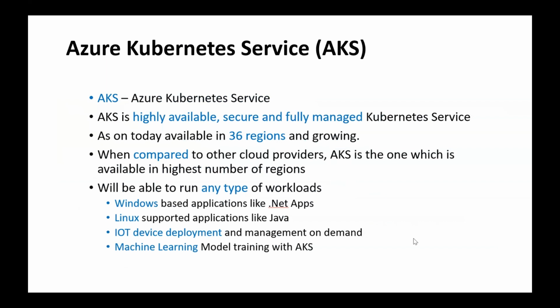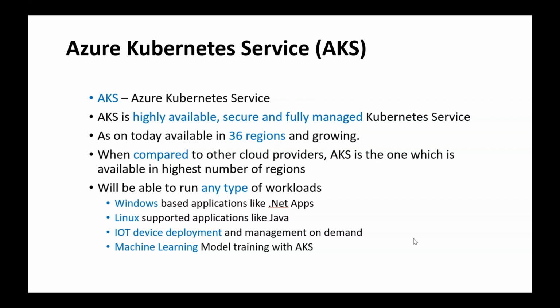So we have covered the basic architecture of Kubernetes. Now let's move to AKS, Azure Kubernetes Service, which we will be discussing in the later videos as well. Kubernetes is a container orchestration tool, and Azure is a cloud provider. So Azure also provides Kubernetes service like AWS and Google Cloud do. The Kubernetes provided by Azure is called Azure Kubernetes Service or AKS. This is a highly available, secure, and fully managed Kubernetes service.